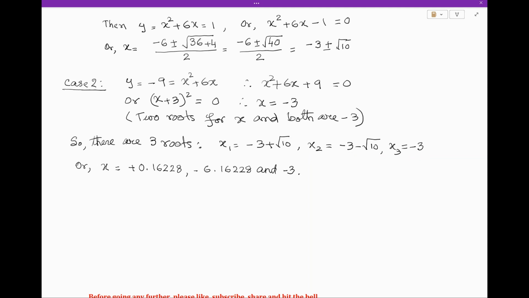And if we take the square root of 10, we get x is equal to 0.16228 approximately. Then it could be minus 6.16228 approximately and minus 3. These are the three.